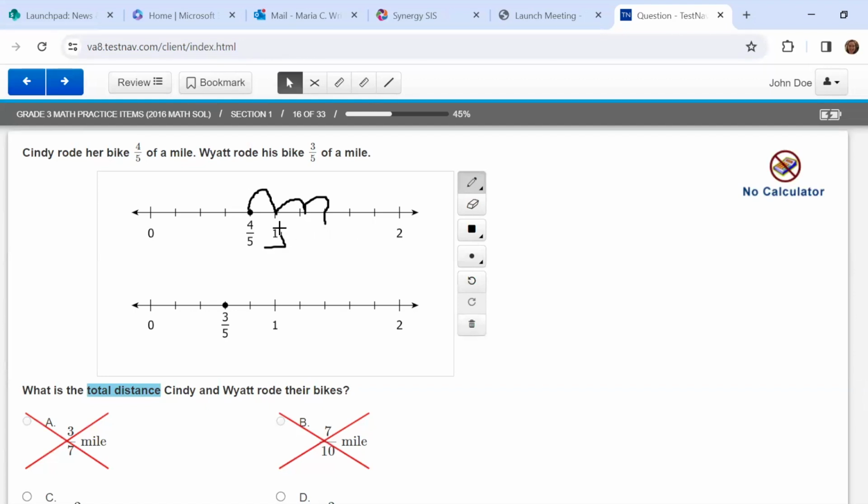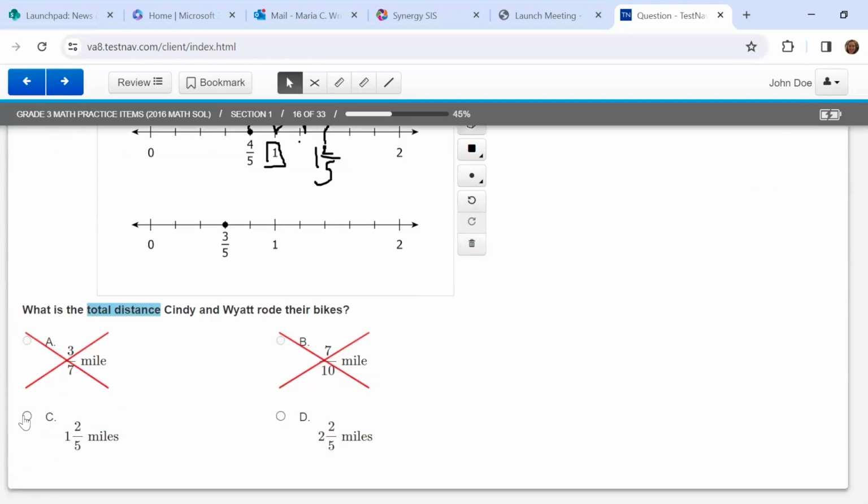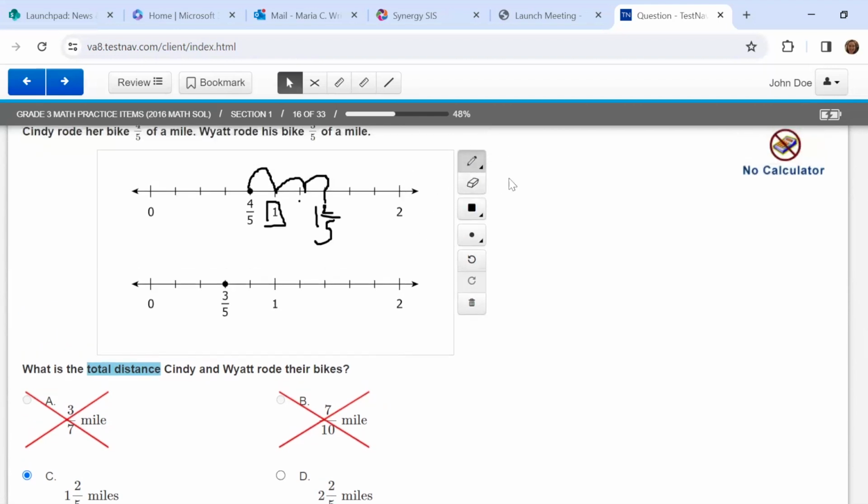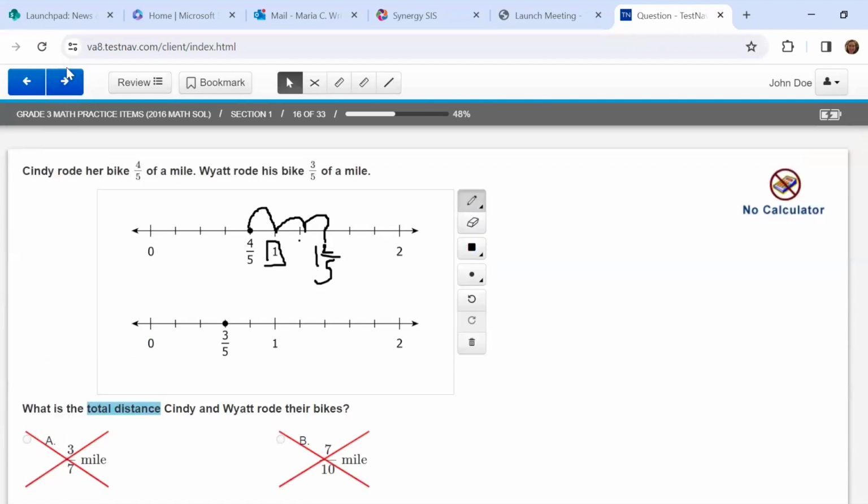I am past one whole. Looks like one whole and 1/5, one whole and 2/5. The other option was 2 and 2/5. That really wouldn't make sense because that would be way over here. It'd be like over here on the number line. All right, let's keep going.